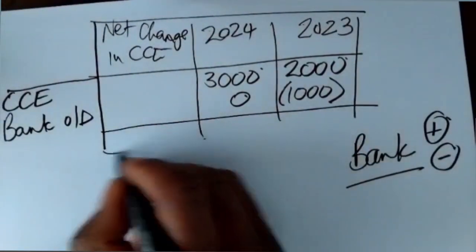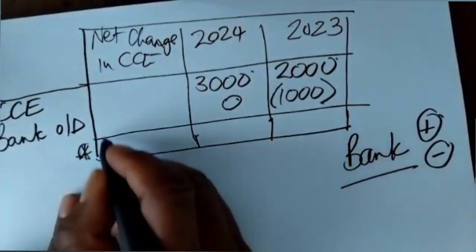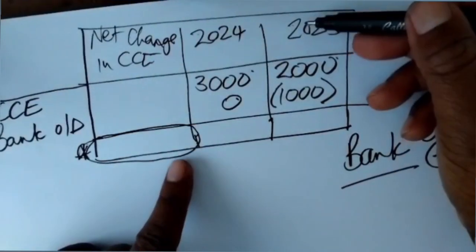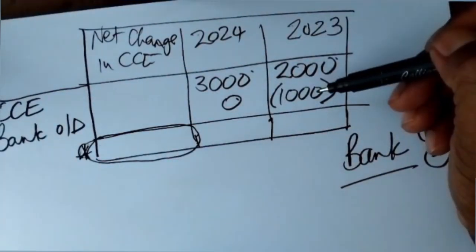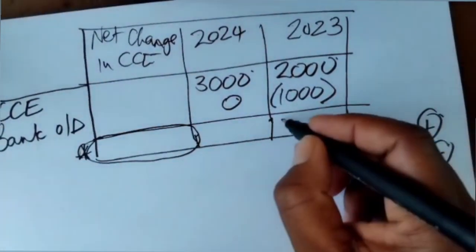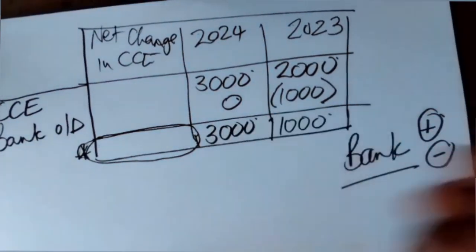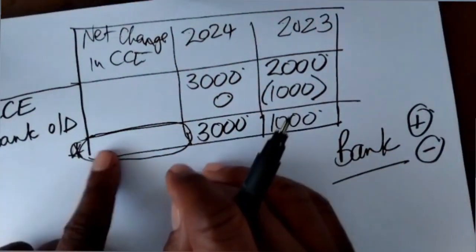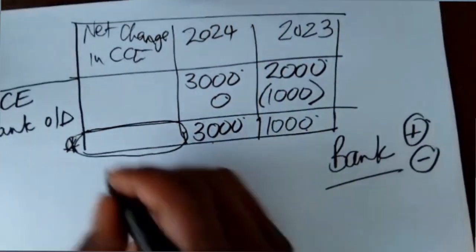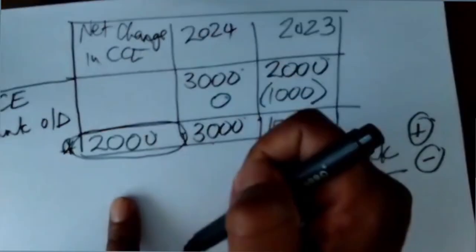In order to get the net change in cash and cash equivalents, in 2023 I can add my cash and cash equivalents: 2,000 plus negative 1,000 gives me 1,000. This year is 3,000. So the net change in cash and cash equivalents is 3,000 minus 1,000, which gives me 2,000. But I can still get the 2,000 by working downwards.